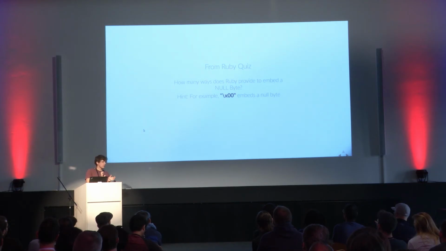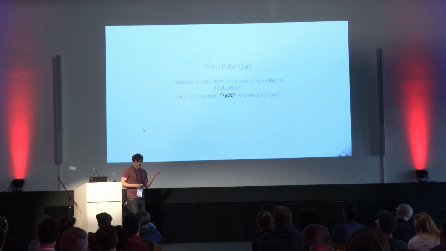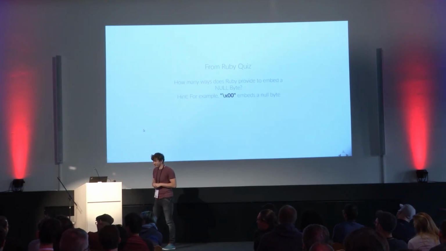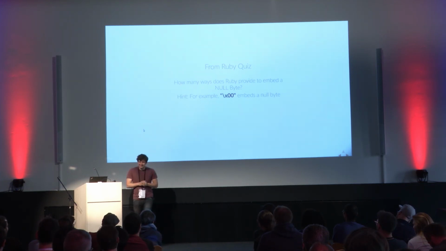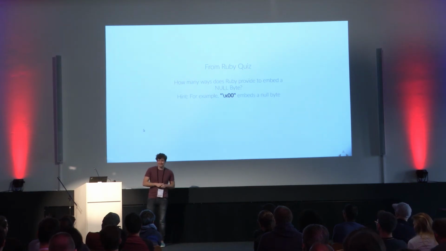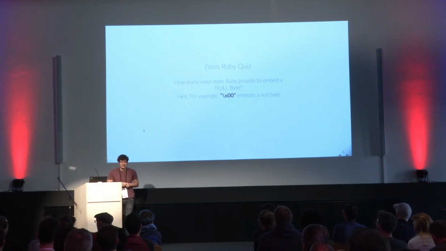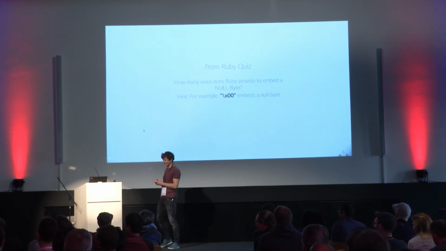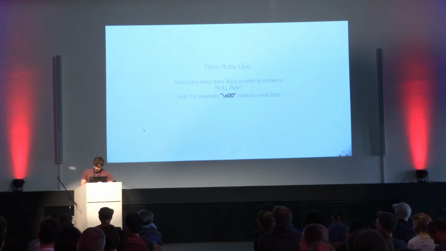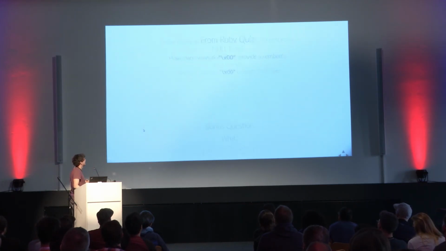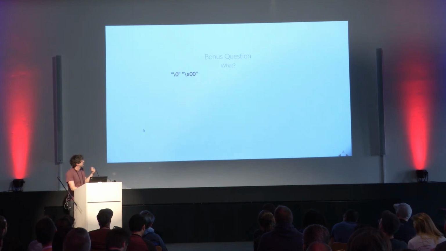Does anyone have a clue how many syntaxes there might be to embed a null byte? 42? 6? More guesses? 20. Okay, so you said 42. Can you enumerate them? Well, the answer is actually 40. So let's see. Yeah, there's a special syntax, just \0 to create a null. We had this one already. You can also just put in a single digit.